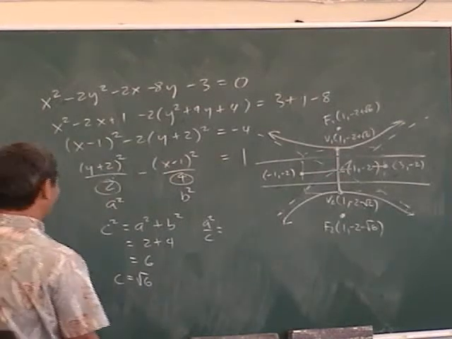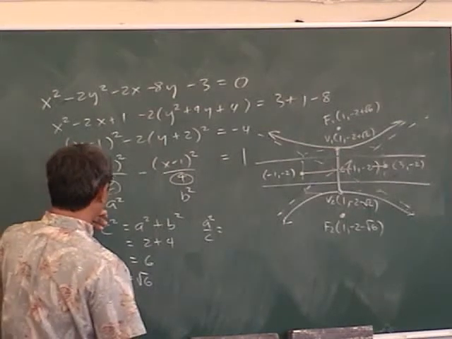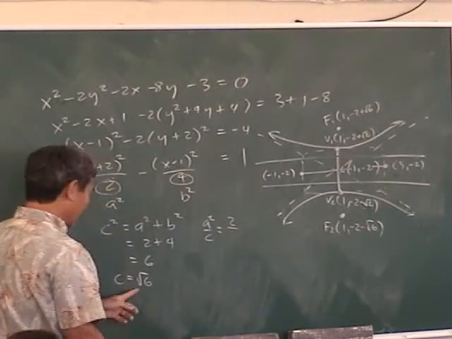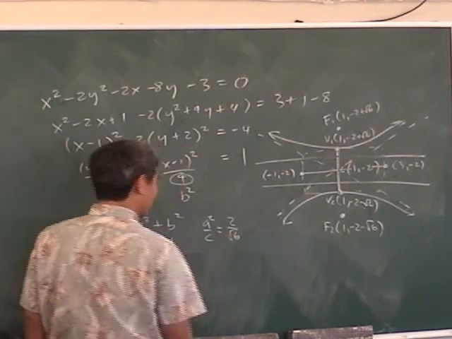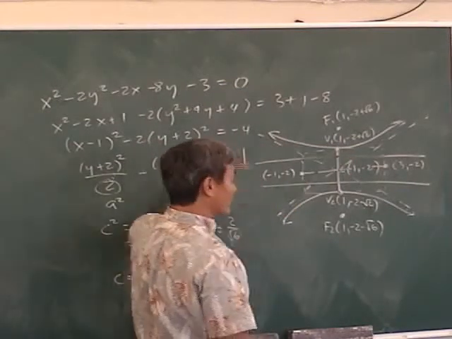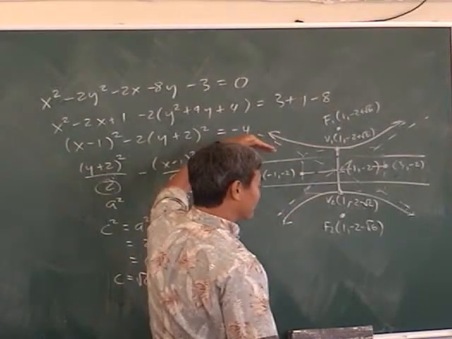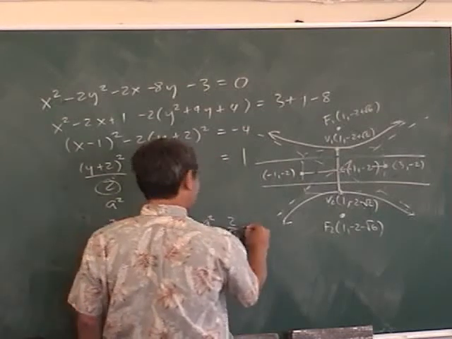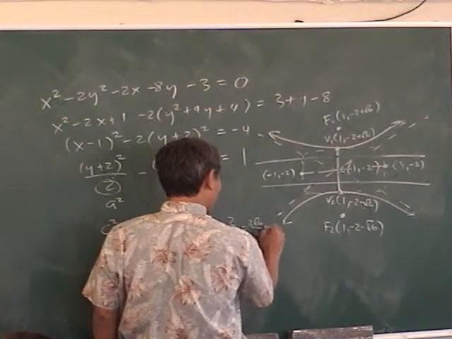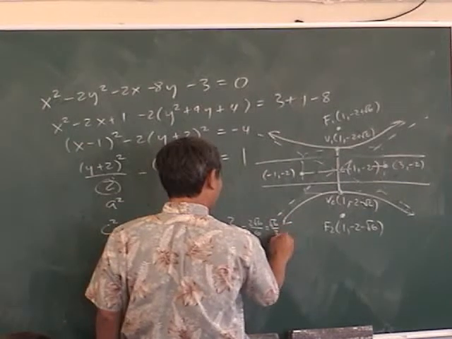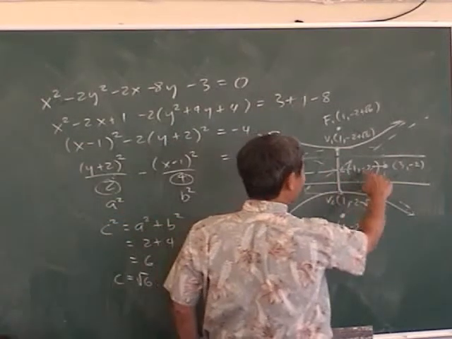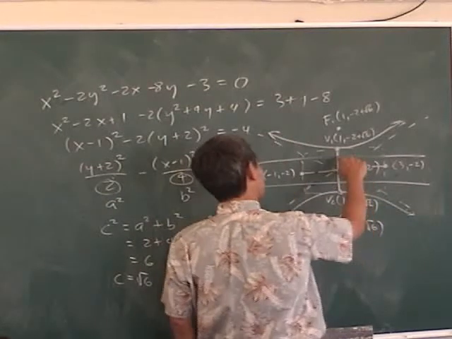So what is a squared? Look, you're pointing at it. 2. What is c? Root 6. That's horrible numbers. So to get from the center to the directrix, you have to go 2 over root 6 up. Maybe we should simplify that, because that's ugly. 2 root 6 over 6, which is root 6 over 3. This is ugly.